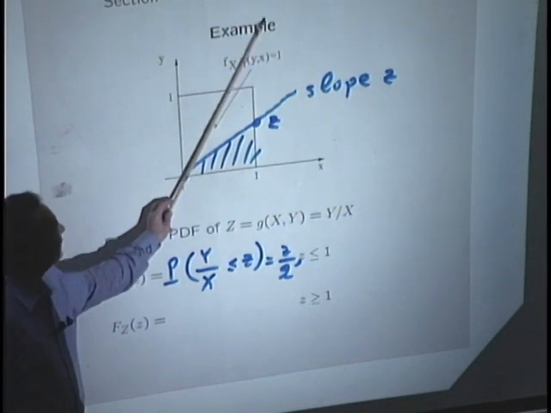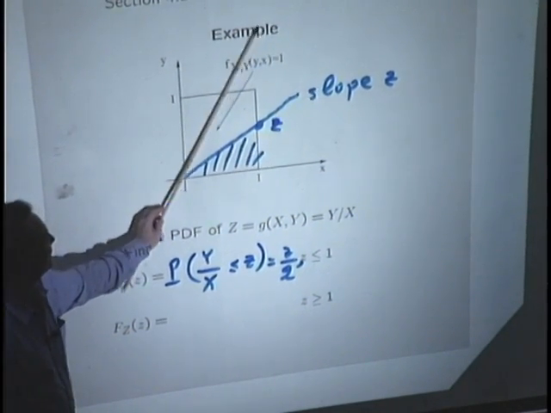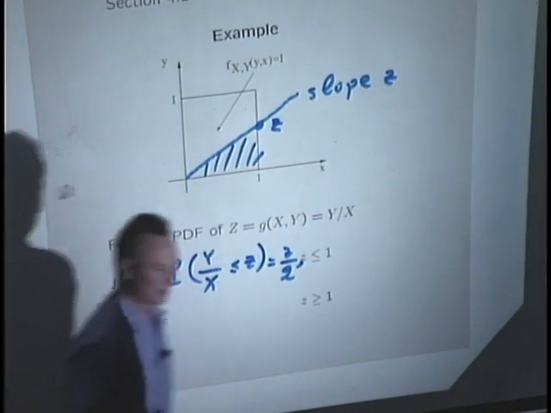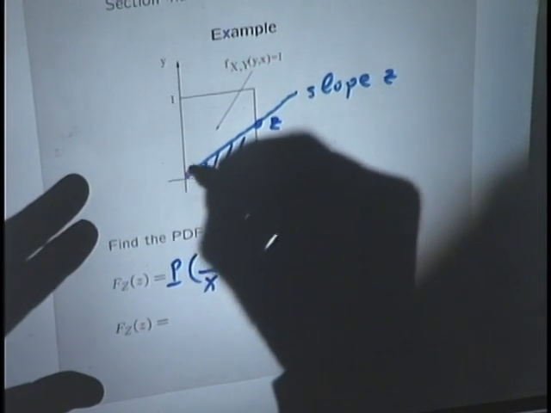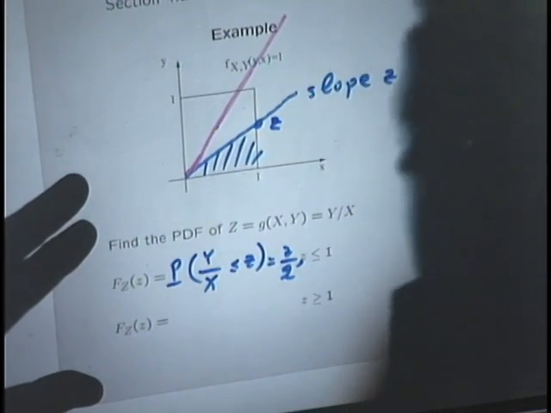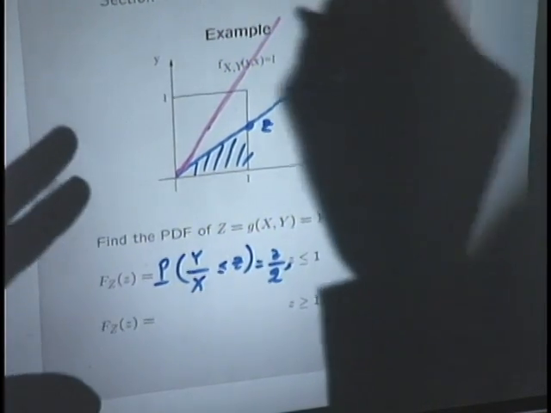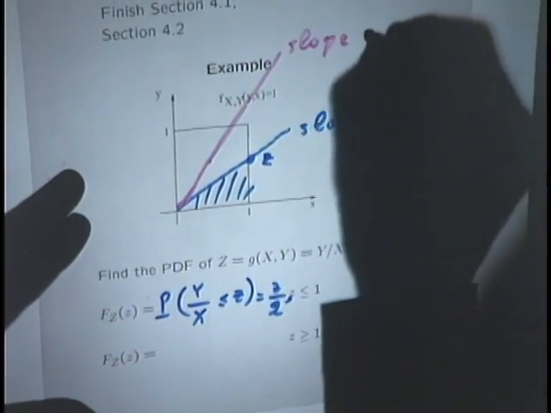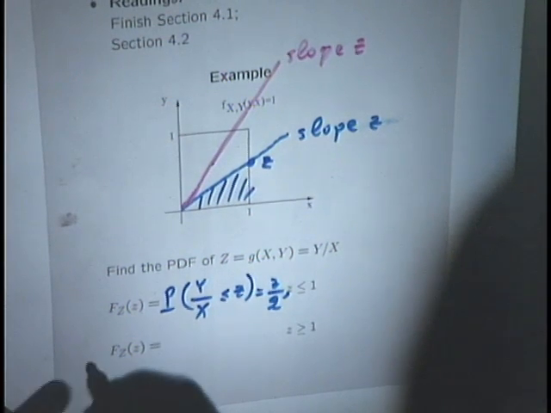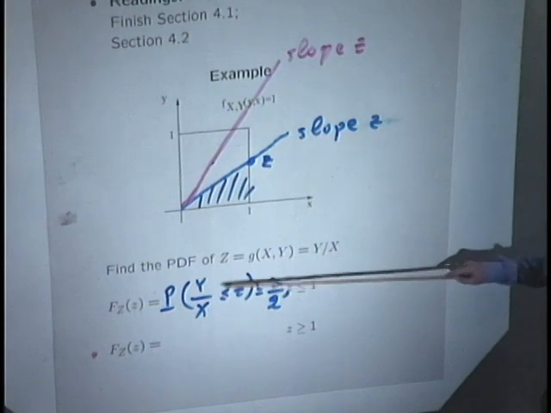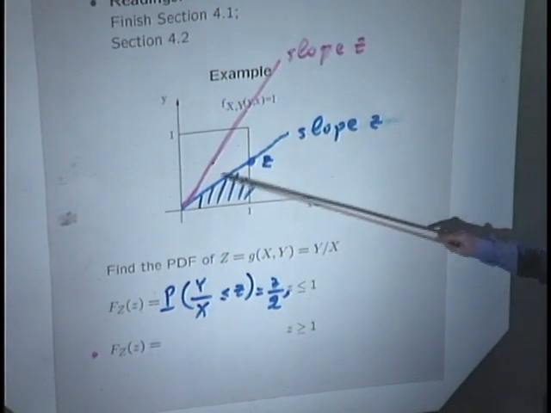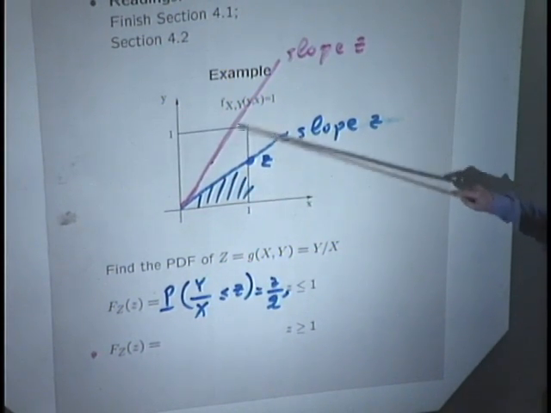If I consider a different slope, a number little z that happens to be a slope of that kind, then the picture changes. And in that case, we get a picture of this kind. So this is a line here of slope z again. And this is the second case in which our number little z is bigger than 1. So how do we proceed? Once more, the cumulative is the probability that the ratio is less than or equal to that number. So it's the probability that we fall below the red line.